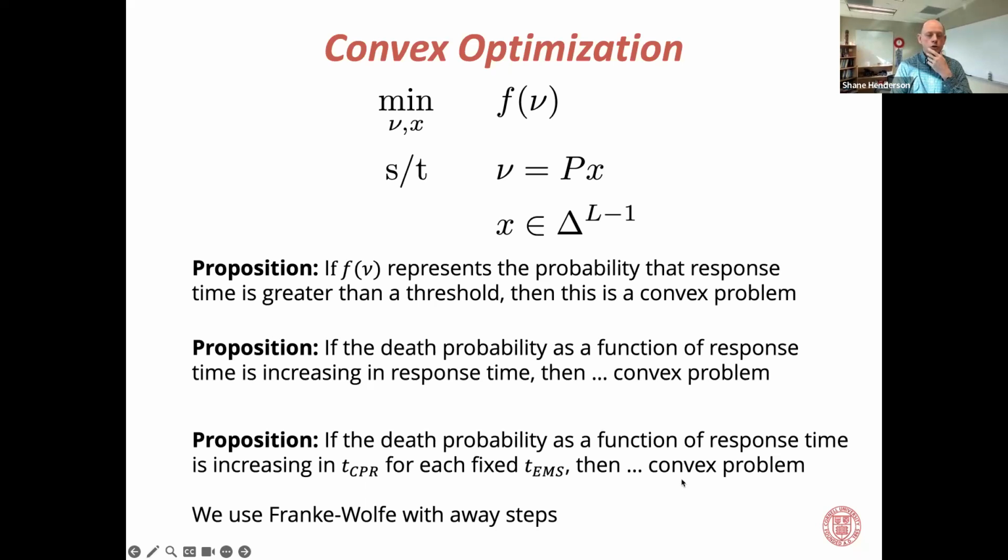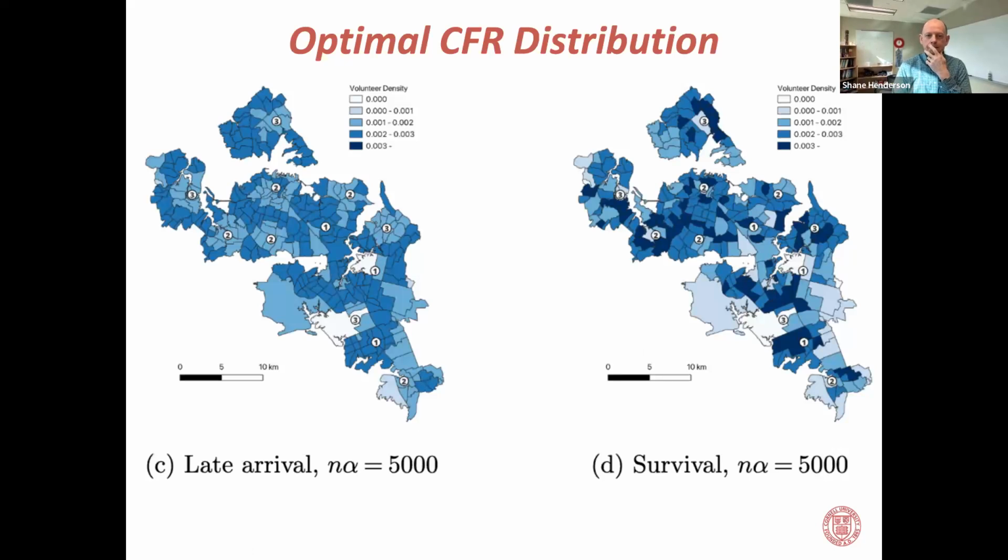So that means we can use some kind of convex optimization methods, and we use Frank-Wolfe with away steps, and we can solve these problems very easily. So when we do that, we get results that look a little bit like this. And here I'm showing you two different optimal solutions. The one on the left is when you optimize for late arrival, and the one on the right is when you optimize for survival. And I think the main thing to notice here is the really quite different solutions.